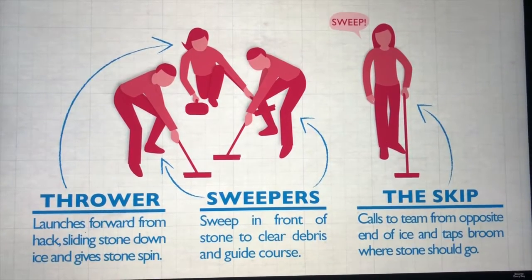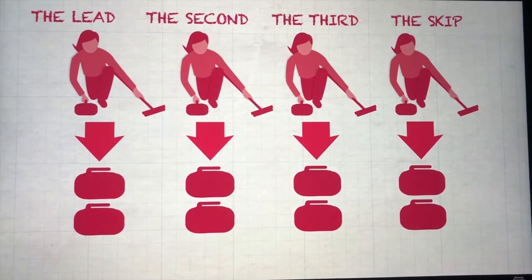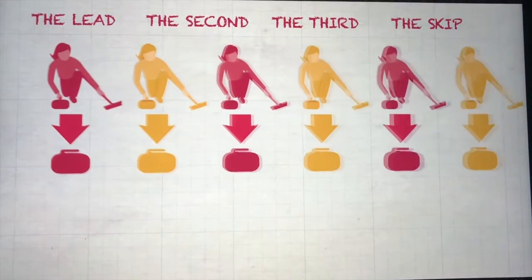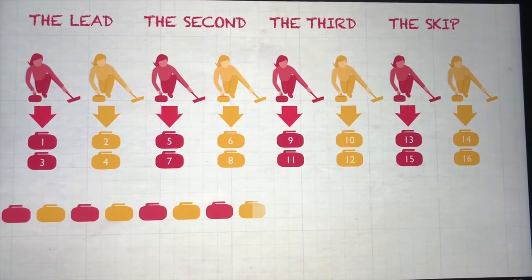There are 8 stones which need to be thrown, which means that each person gets to throw 2 stones. They alternate with the other team, so 16 stones are thrown. The last stone thrown is the hammer, which is a major advantage.